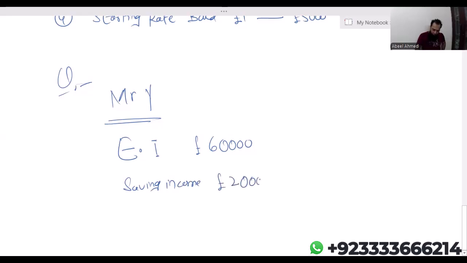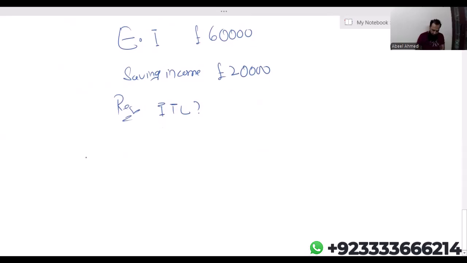Assuming the saving income is 20,000, and we are required to calculate the income tax liability. This same individual is earning from two sources of income. One is employment income and another is saving income. Let's calculate.